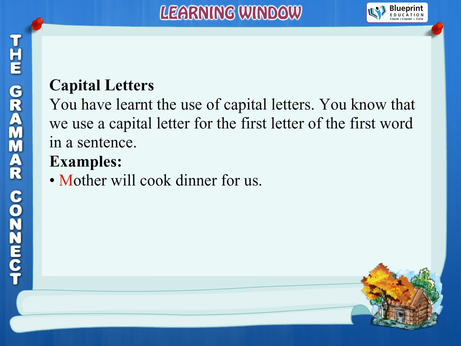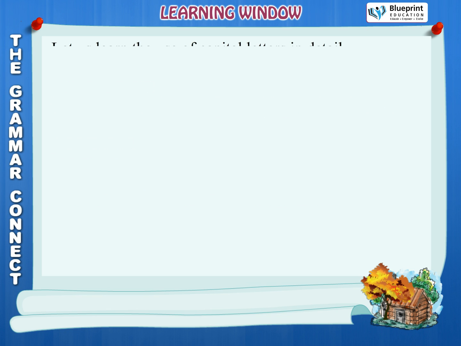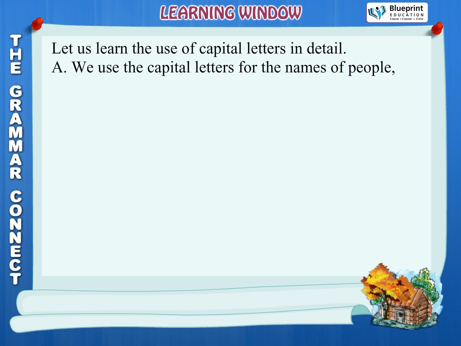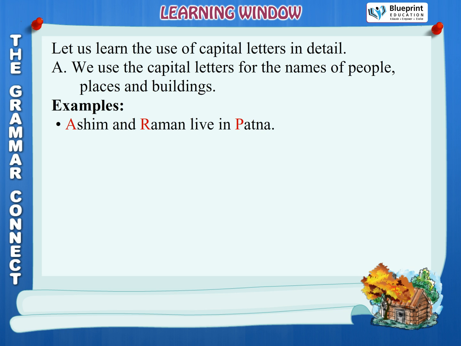You know that we use a capital letter for the first letter of the first word in a sentence. Examples: Mother will cook dinner for us. The kitten looked around for its mother. Let us learn the use of capital letters in detail. A. We use the capital letters for the names of people, places and buildings. Examples: Ashim and Raman live in Patna. Vivek went to see the Red Fort.